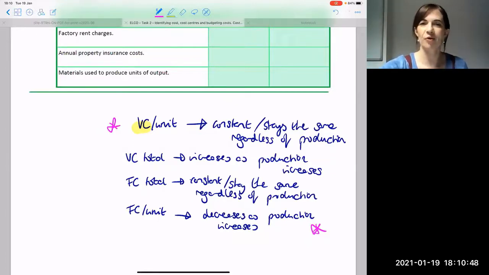I intended to turn my camera off, guys. I did this exact thing last week. I meant to turn it off when I started recording and I didn't do it. So let's just switch that off now. You don't need to see my face and hear me whispering at you.